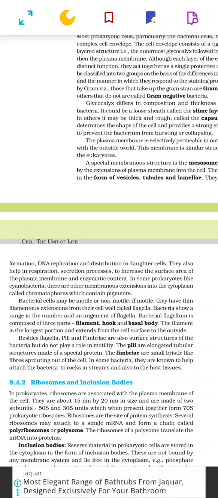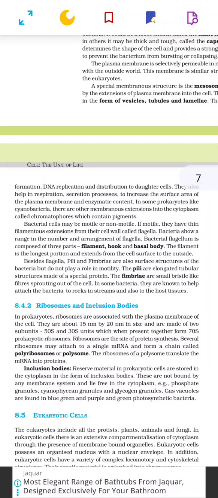The pili are elongated tubular structures made up of a special protein. The fimbriae are small bristle-like fibers sprouting out of the cell. In some bacteria, they are known to help attach the bacteria to rocks in streams and also to the host tissues. Ribosomes and inclusion bodies.